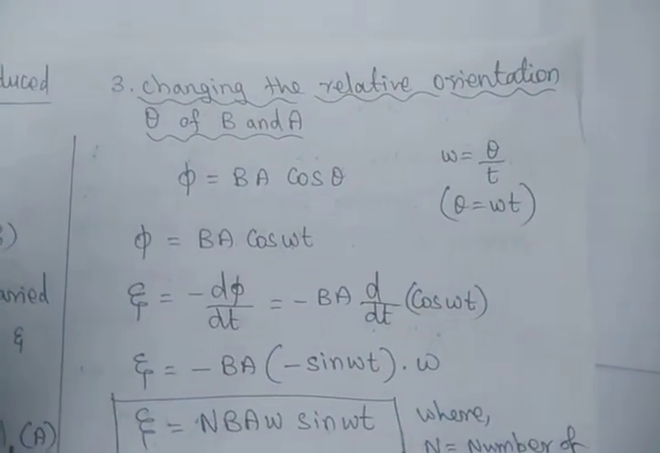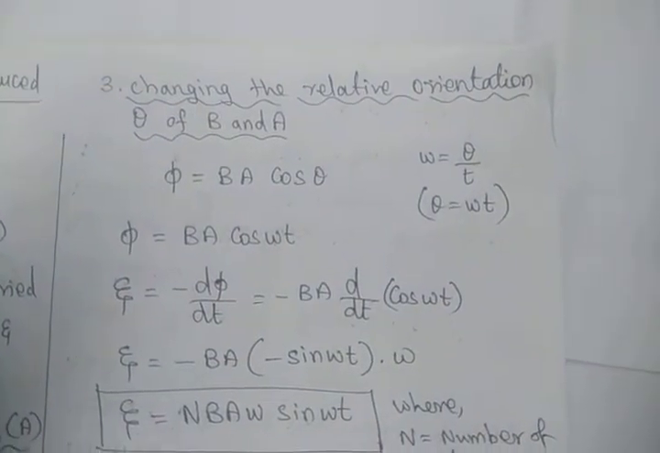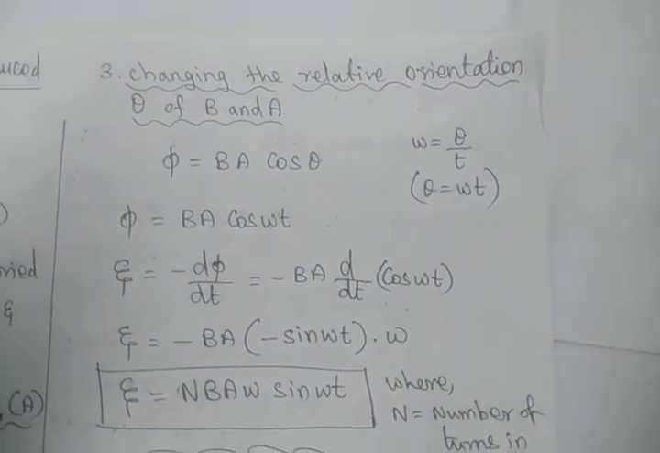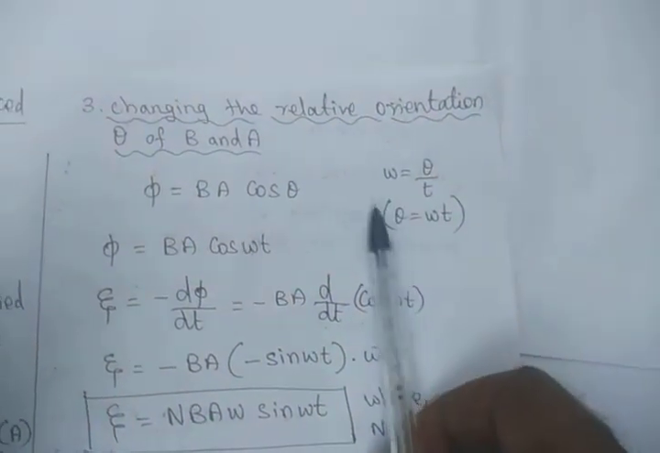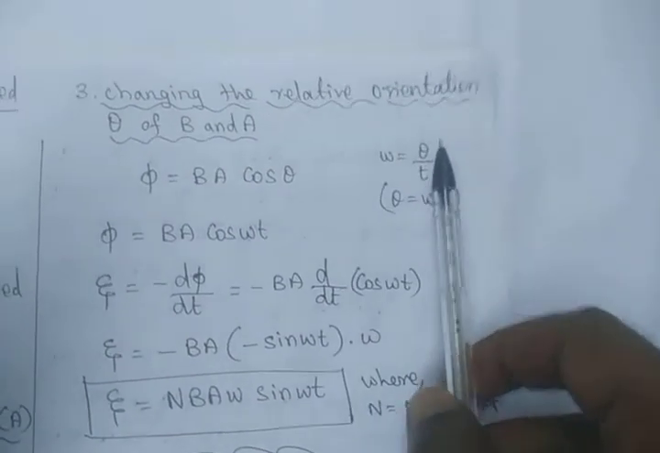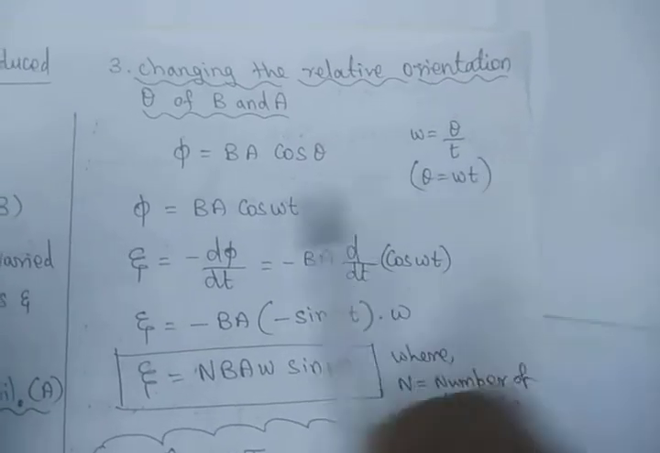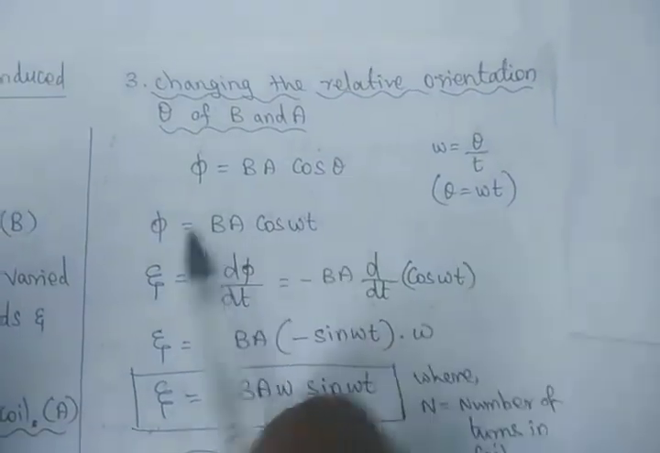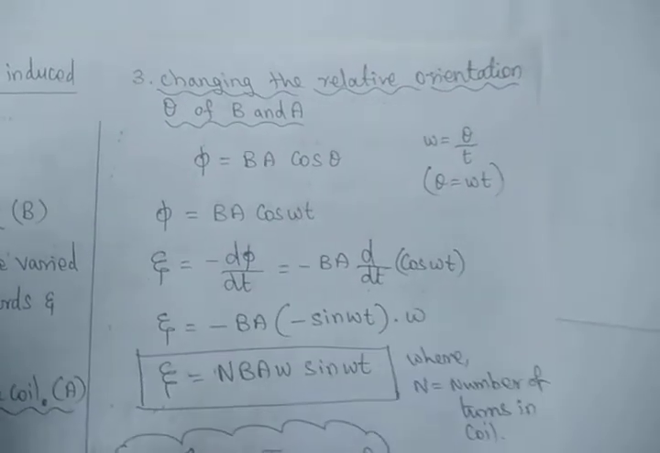orientation theta of B and A. That is, we are going to change the angle between B and A. Phi is equal to BA cos theta. We already know that the angular velocity, here the angular frequency, omega, is equal to angular displacement by time, theta by time. So theta is equal to omega t. So phi is equal to BA cos omega t, substituting omega t instead of theta.